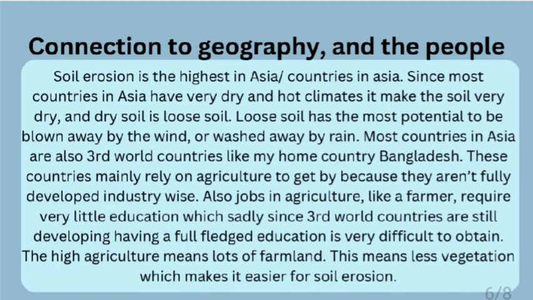The geography of third world countries is basically that most third world countries are in Asia, and in Asia, the environment is very dry, and dry soil is loose soil, and loose soil has the most potential to be blown away or eroded. And many countries in Asia rely on agriculture to get by. So when they're clearing out the land for the farms and stuff, it allows the soil to be eroded faster, which is a bad cycle.